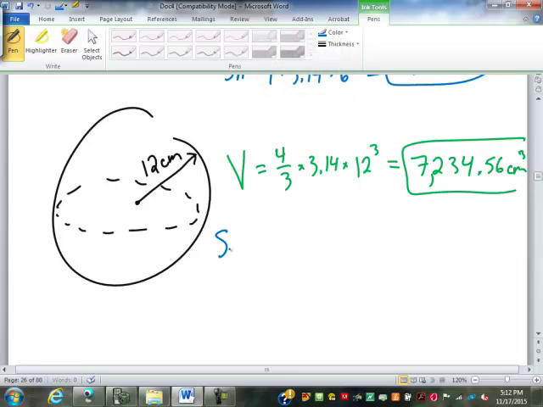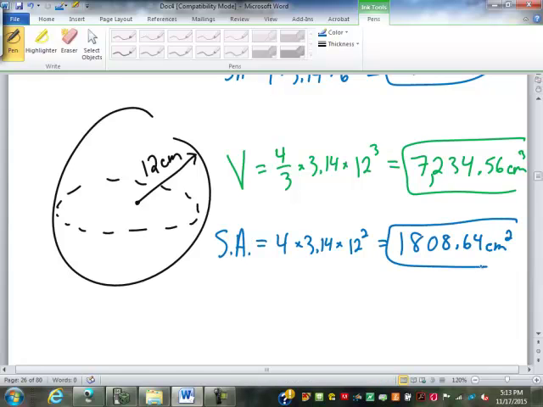The surface area is what? Oh, let me do the formula first. 4 times 3.14 times 12 squared, which is what? 1,808.64. Perfect. Any questions?